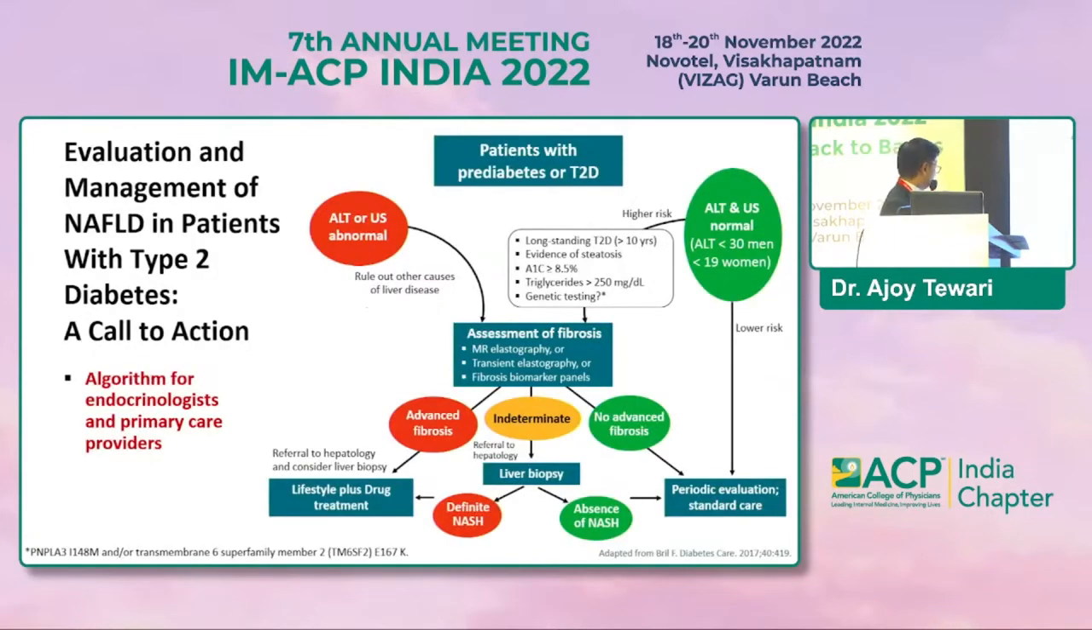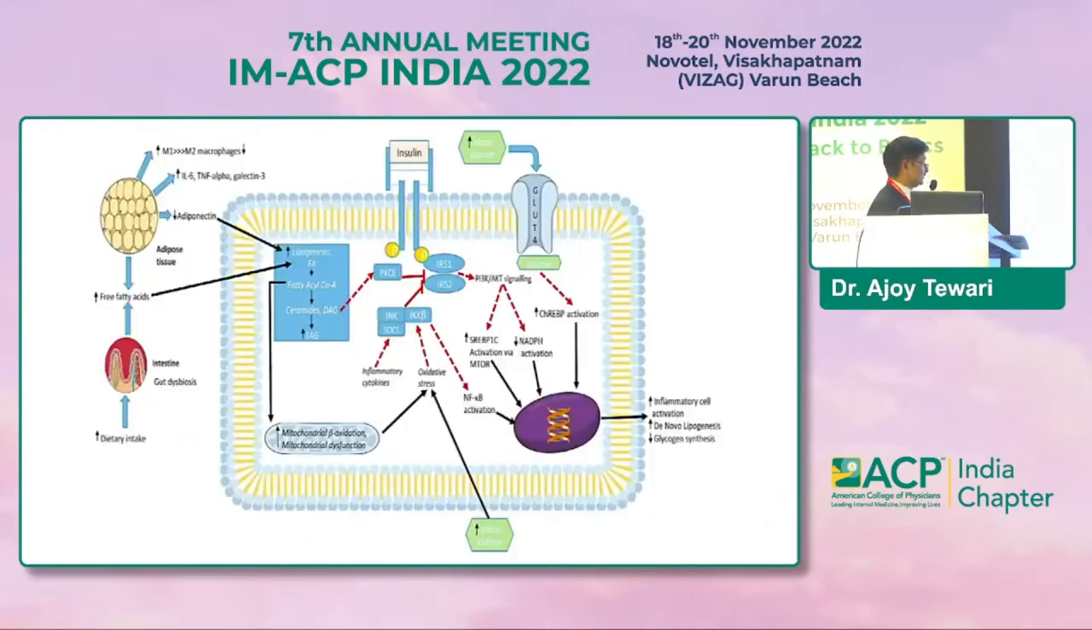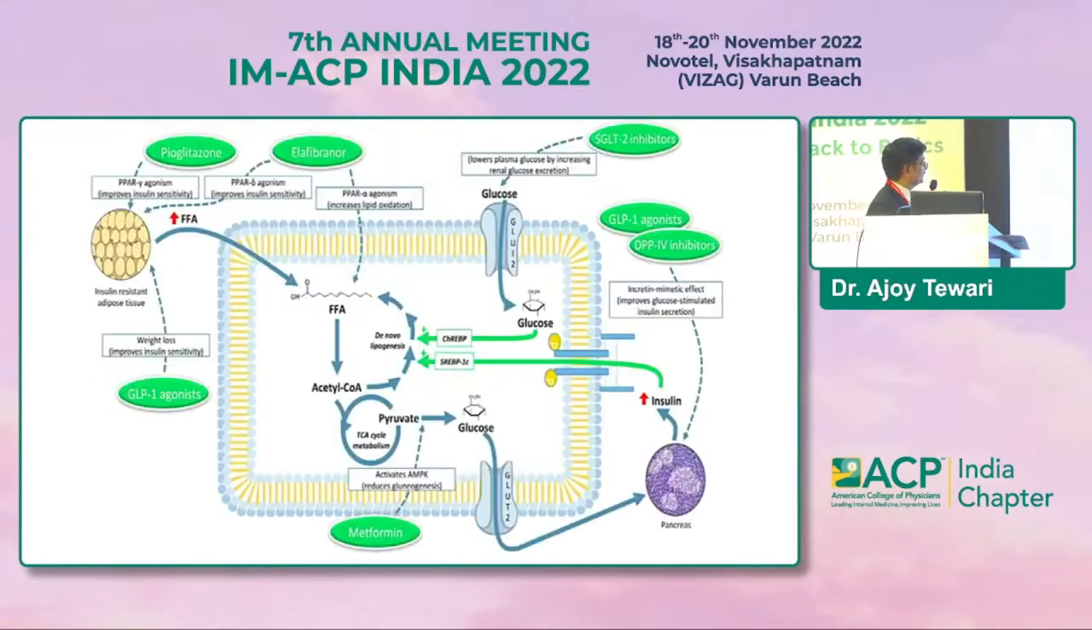So I have included this slide just because of the evaluation and management of NAFLD in patients with type 2 diabetes. This is a call to action to all my metabolic physicians and diabetologists present. This is very important, we must start identifying these patients because this is of great importance. So this is the entire schema, how it all happens at the molecular level.